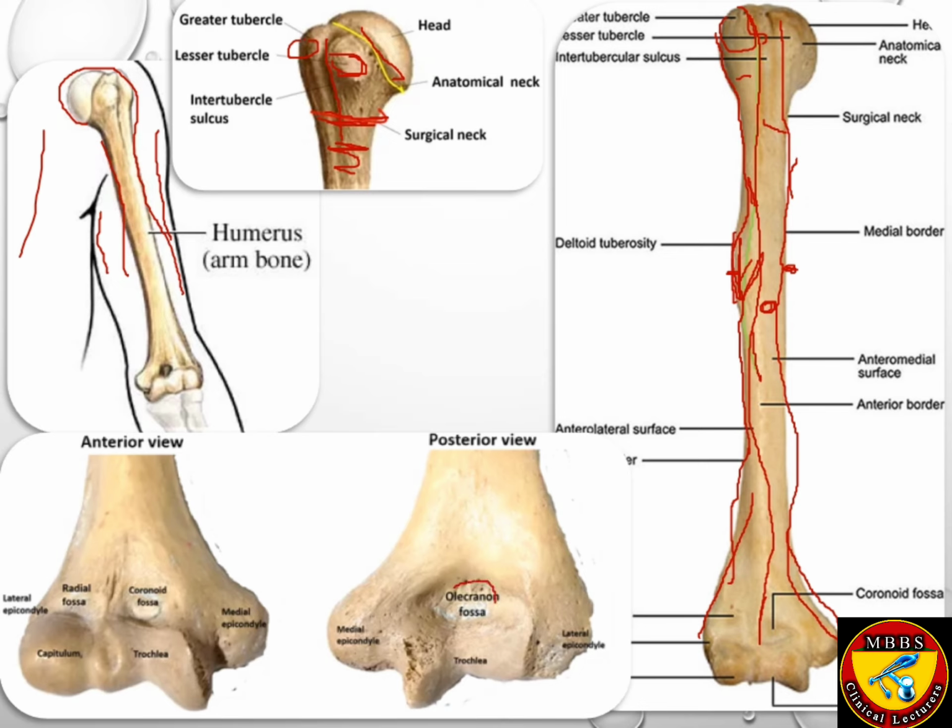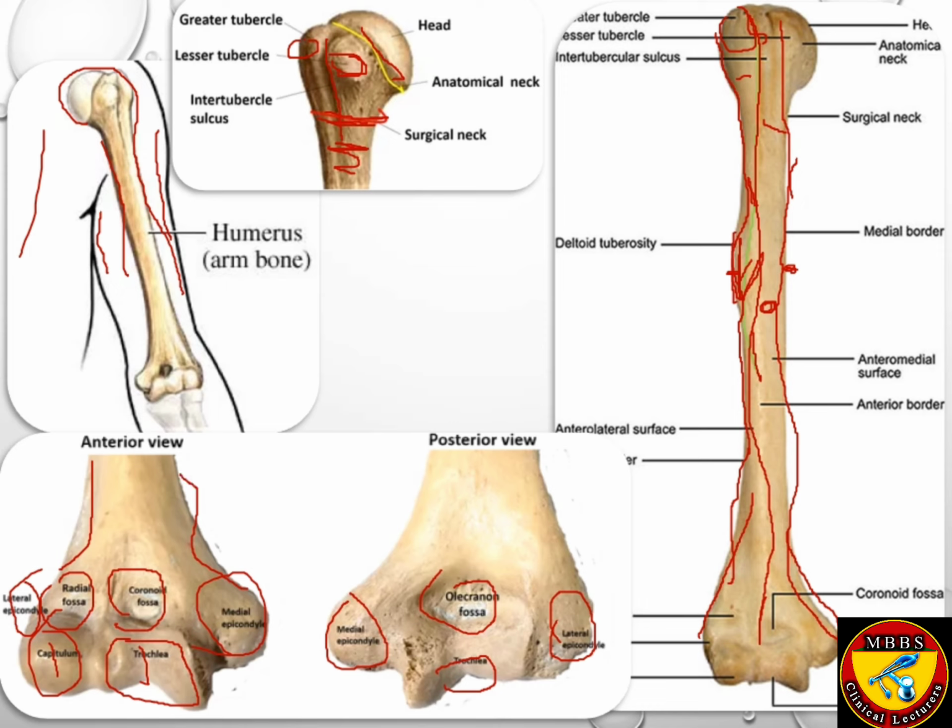Lower end: olecranon fossa, lateral epicondyle, medial epicondyle, trochlea. Here you can see the capitulum and the trochlea, pulley shaped, which receives the ulna. This articulates with the radius. This is the radial fossa, this is the coronoid fossa, this is the medial epicondyle, this is the lateral epicondyle. This is the lateral supracondylar ridge, this is the medial supracondylar ridge, this is the anterior surface, this is the anterior border. This is the posterior surface, this is the lateral border, this is the medial border.